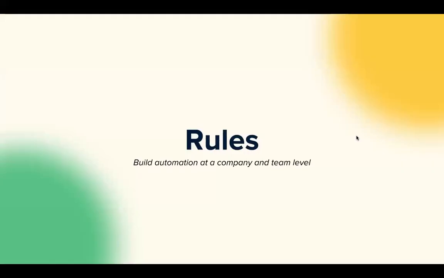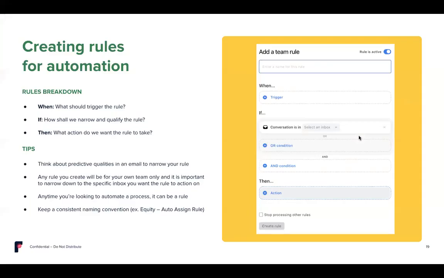Now let's dive into and talk about rules. Basically, how to build automation at a company and team level inside of Front. If you or your team are looking to automate any workflow, any process that you have today, it can probably be done with a rule. Now, the very basic rules breakdown is really made up of three different parts: when, if, and then. When do we want that rule to trigger? If what conditions are met, then what exactly do we want that rule to automate for us?